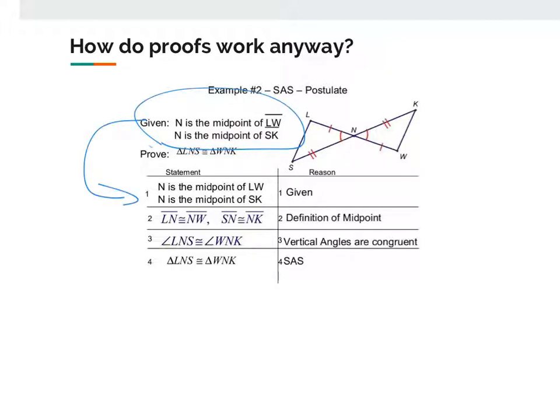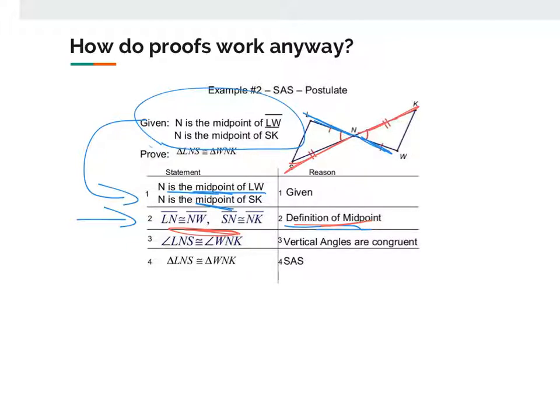So here, start with your given. So then the next thing they do is, because they said midpoint, midpoint has a special meaning. Midpoint means it cuts it in half. So I can say, because N is the midpoint of LW, I can say that's congruent to that by definition of midpoint. I can also say that is congruent to that by definition of midpoint. And I could have easily split this into two statements, but they just say it in one, so that's fine.